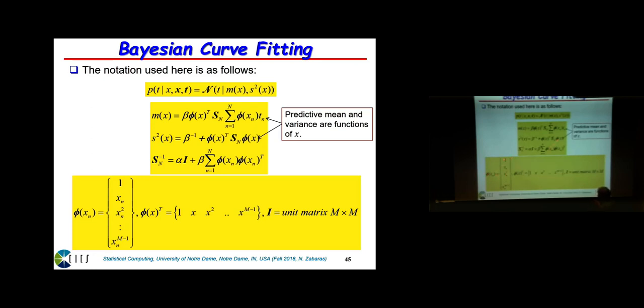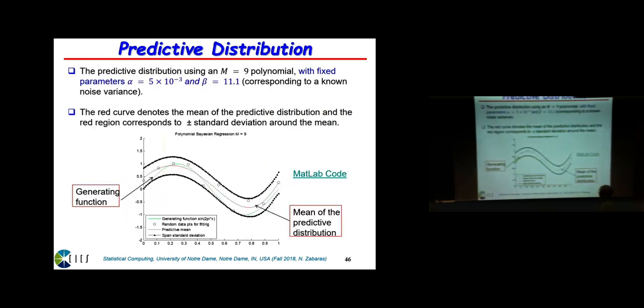So I define this vector phi here for each point x_n, given here. This is the transpose. Everything else is self-explained in the equations. And here's how the results look. So let's revisit them. The blue lines are the training data points. The green curve is the sine that generates the data. We don't know where it comes from, but here we generate the data using the sine and then adding some noise.